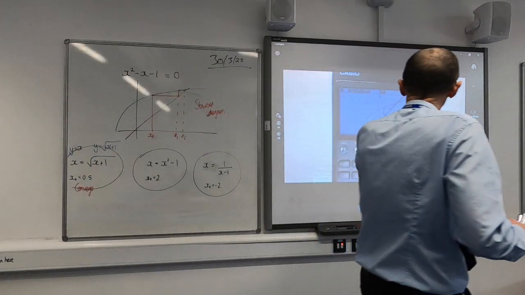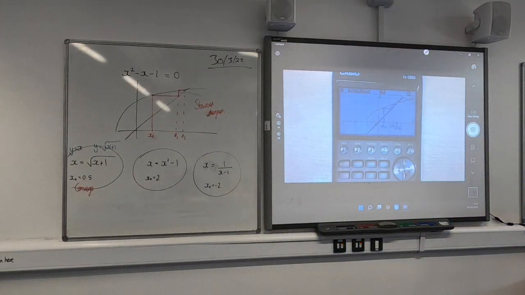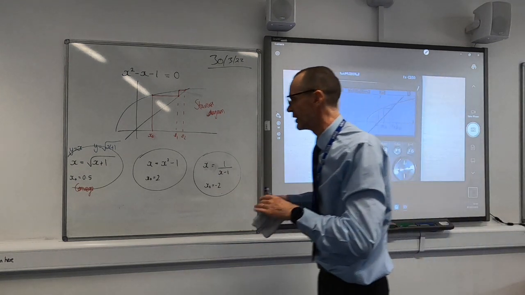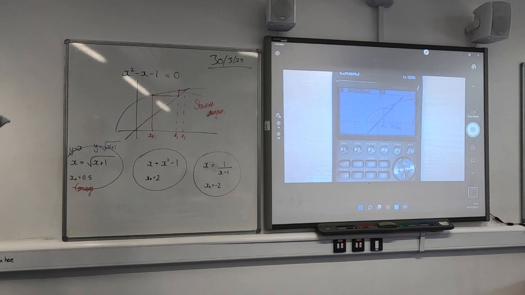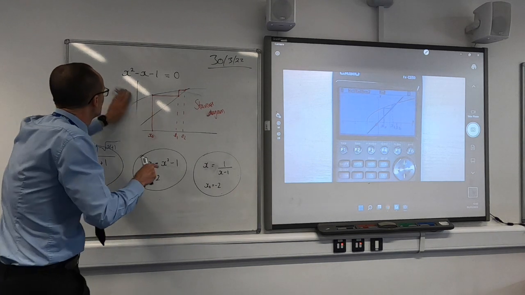And I would always recommend that you use your calculator. I know we can sketch these two functions quite easily. This is the square of x that's been shifted backwards one, but it's about getting the two lines correct in relation to each other. Okay.